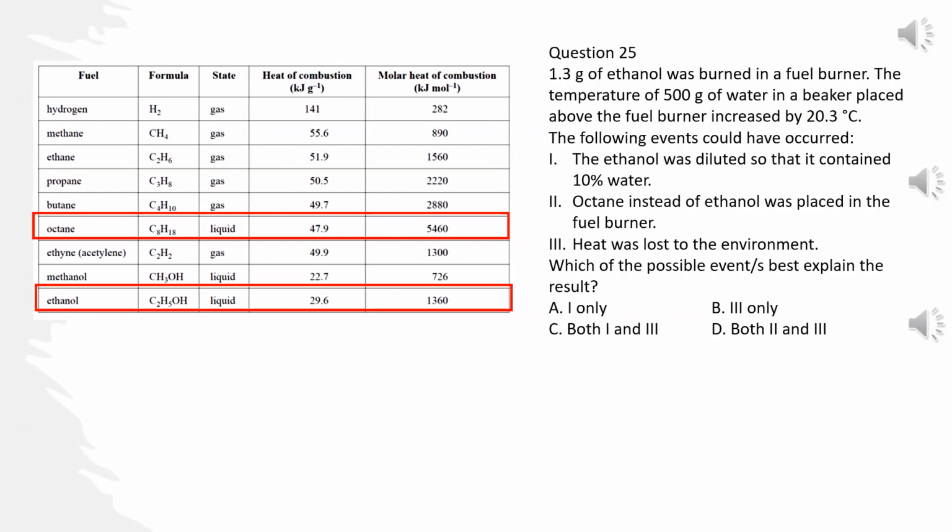This question provides the masses of ethanol and water as well as the temperature increase. The key is to determine whether ethanol or octane is involved in the reaction. The third statement is always true because there is always energy lost during heating.